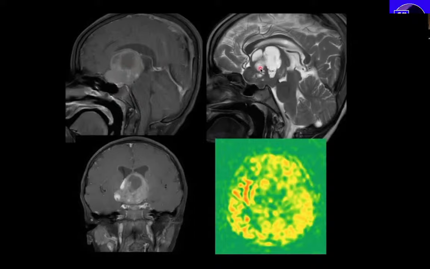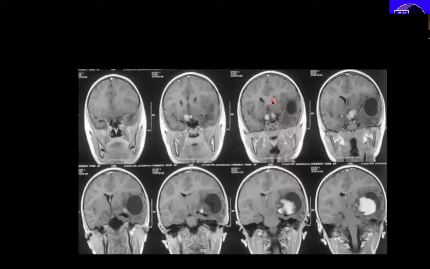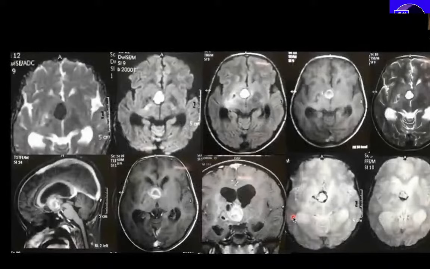heterogeneous solid cystic lesion. What is this? Is it a craniopharyngioma? No. This is an opticochiasmatic glioma. Another patient with an opticochiasmatic glioma, in which we show that the optic chiasm is enhancing with a parasellar solid cystic mass lesion. So this is another opticochiasmatic glioma.